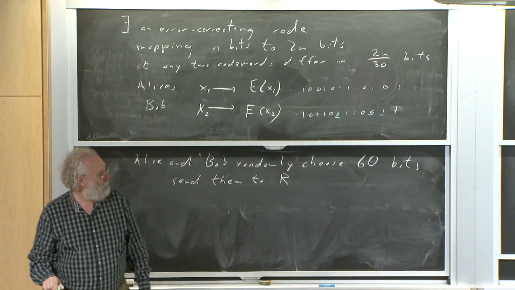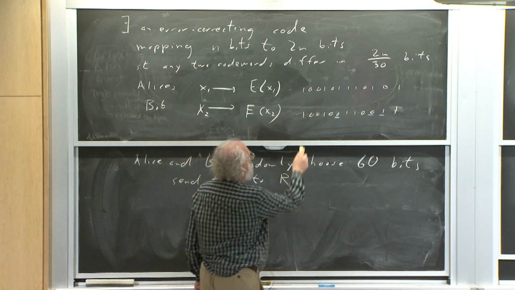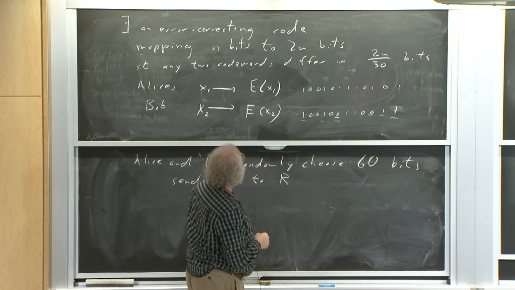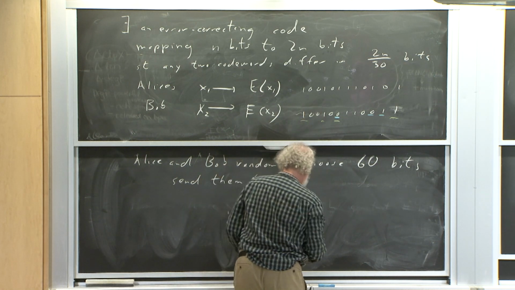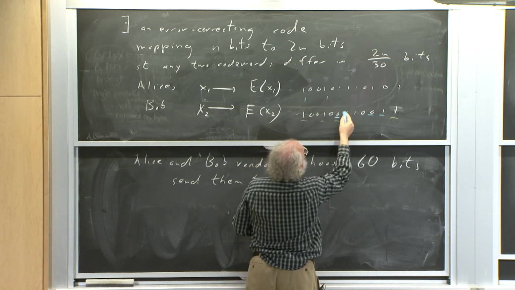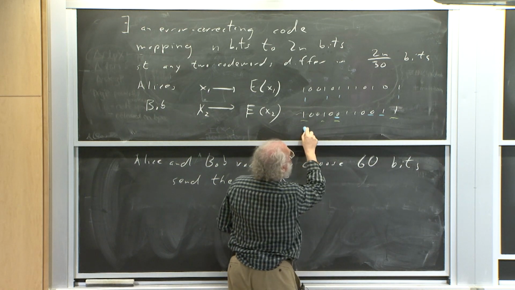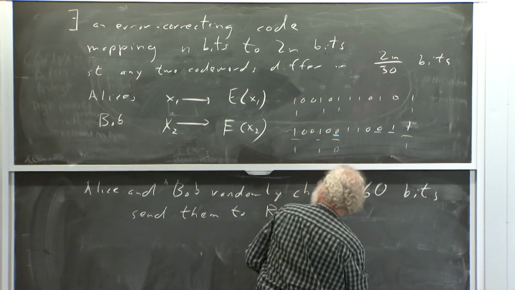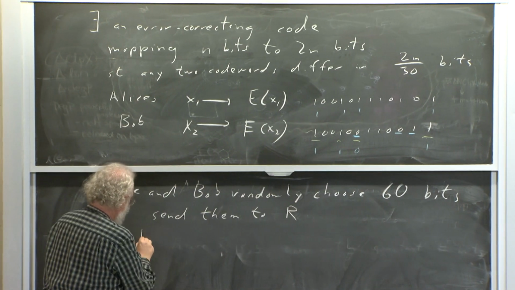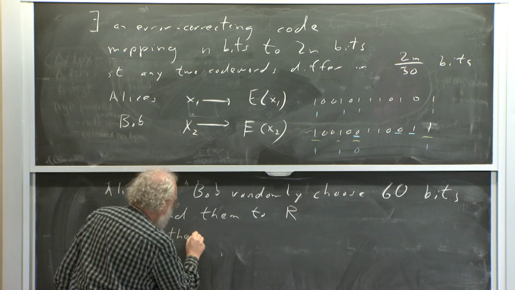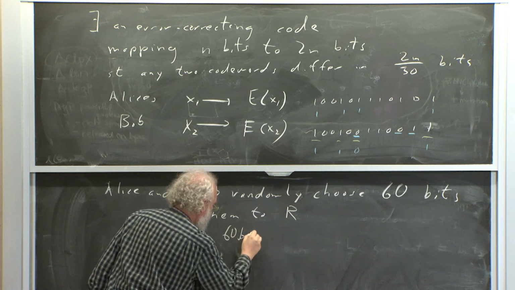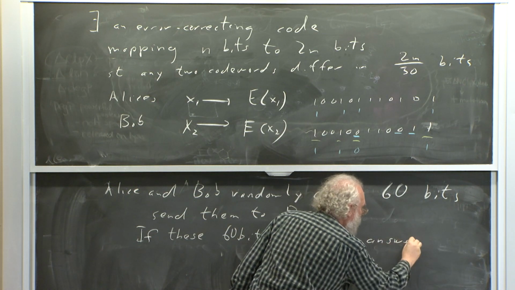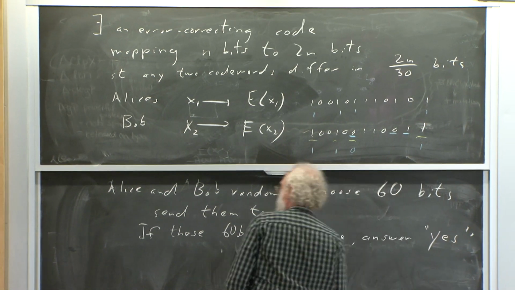So what bits do they choose? Well, let's say they choose this one, this one, this one, and this one. In that case, the responder would get 1, 1, 1, 1, and here he would get 1, 1, 0, 1. If the 60 bits are the same, answer yes, and if they're not, answer no.